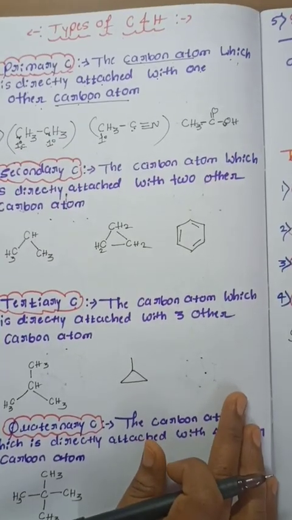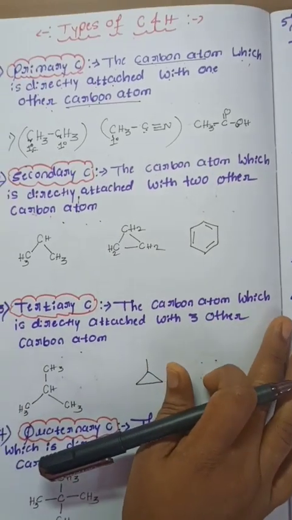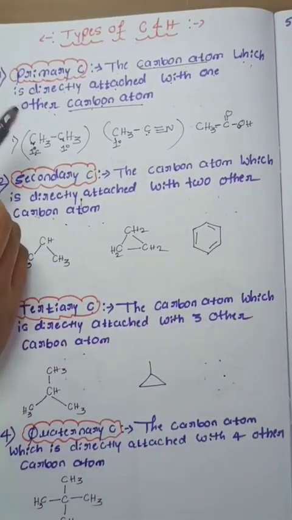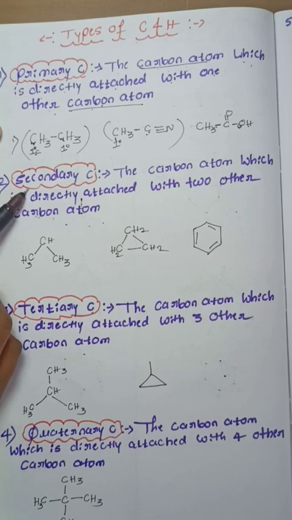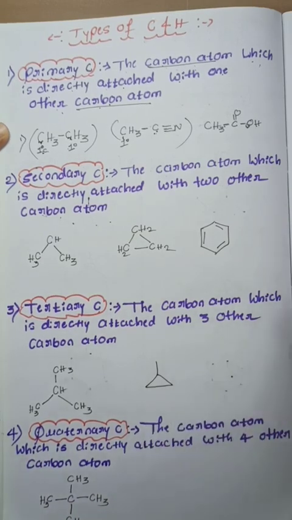Hi everyone, today I am going to explain about types of carbon and hydrogen. There are four types of carbons. One is a primary carbon, the second one is a secondary carbon, the third one is a tertiary carbon, and the fourth one is a quaternary carbon. Okay, very simple, one by one I will explain.